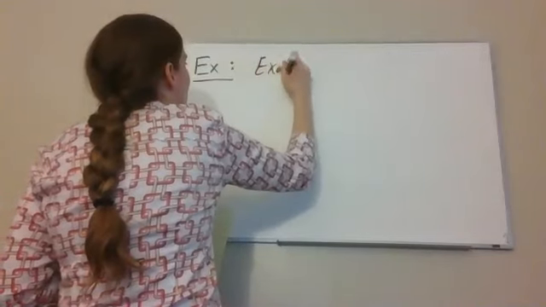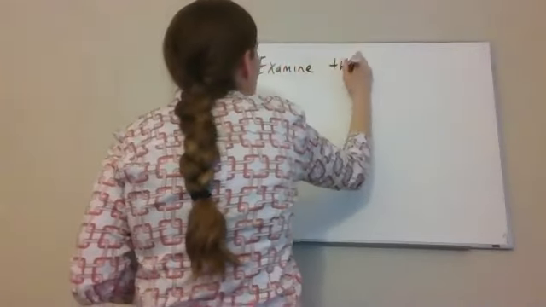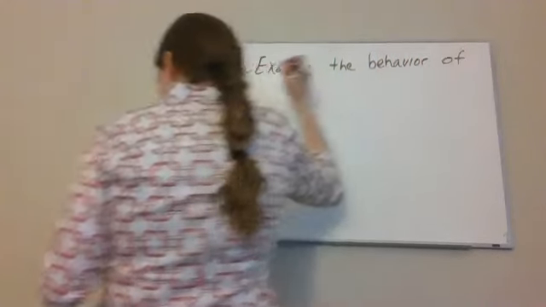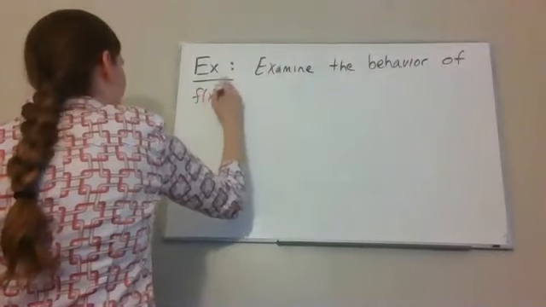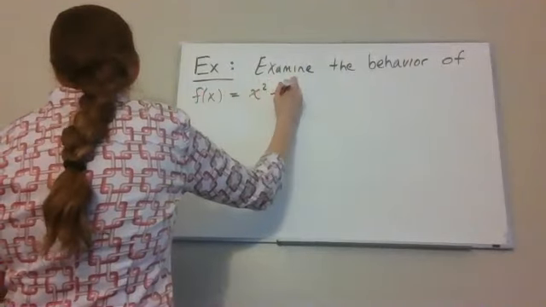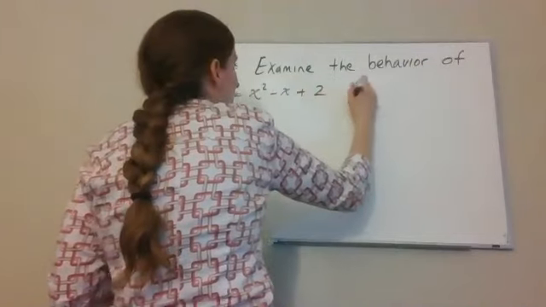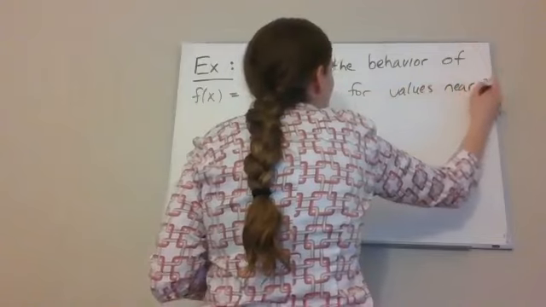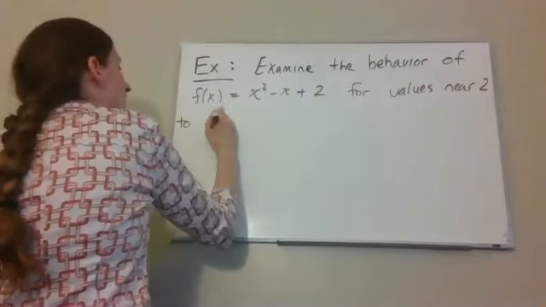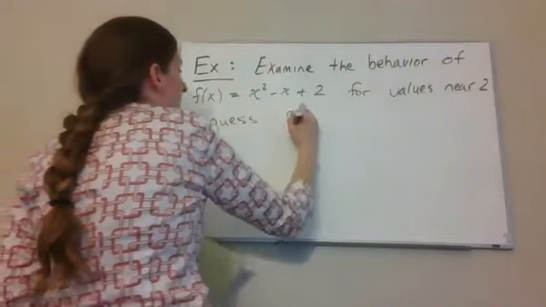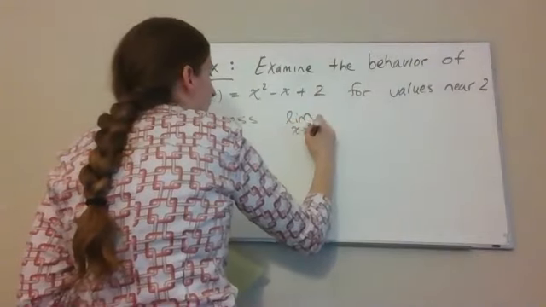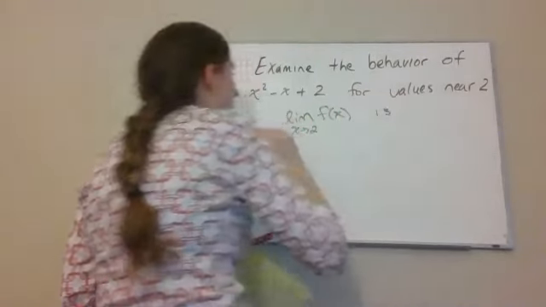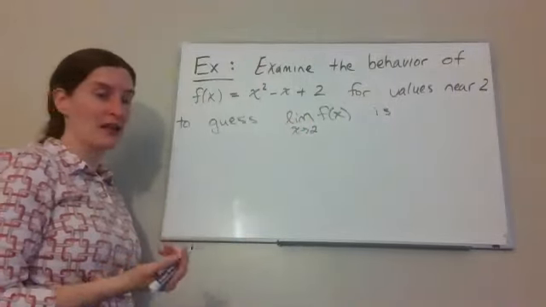We are going to examine the behavior of the function f of x equals x squared minus x plus 2 for values near 2. And we're going to do that to guess what the limit as x approaches 2 of this function, what that actual limit is.